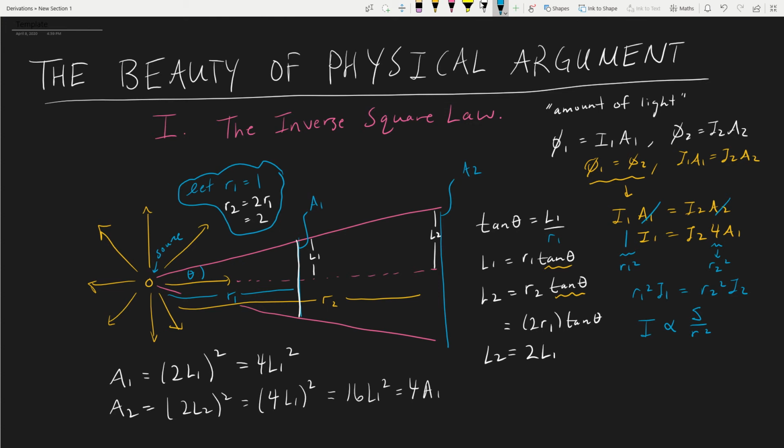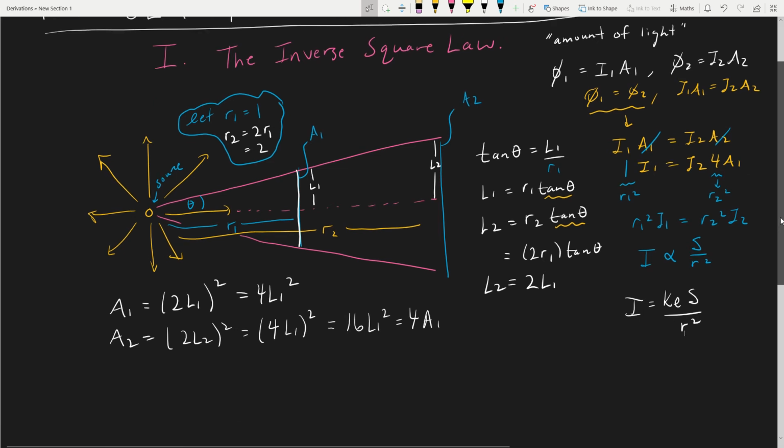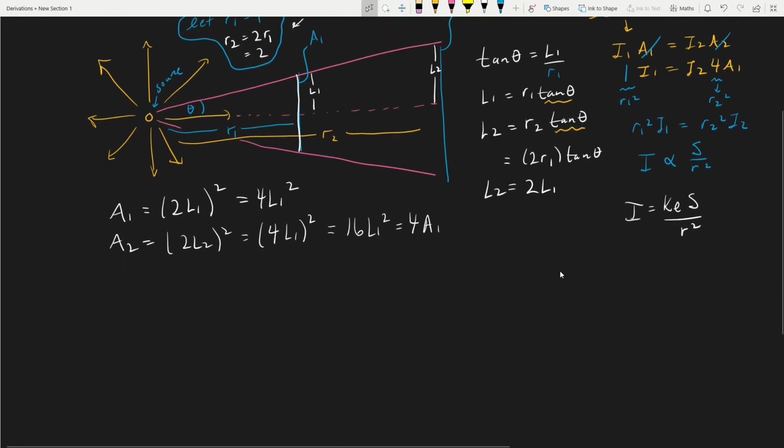It's deceptively simple. We get I equals some constant. Let's do it in a different color. Let's do white. I equals some constant, and I'll call it KL for light, times the source over R squared. Okay, so this is a bit of a hand-wavy argument, because you might say, well, this seems very contrived. R2 equals twice R1.